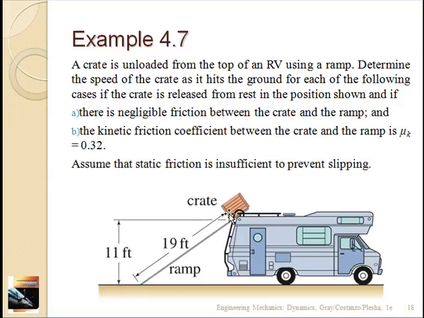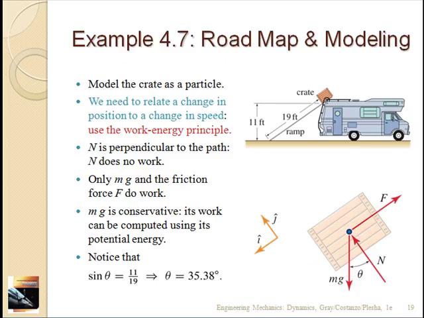And we'll do it two ways. One, with no friction between the crate and the ramp. That way, all the forces are conservative, and we can solve it that way. And then in the second part, we'll include the friction with the ramp, so there is a non-conservative force here. Okay, we'll model the crate as a particle.